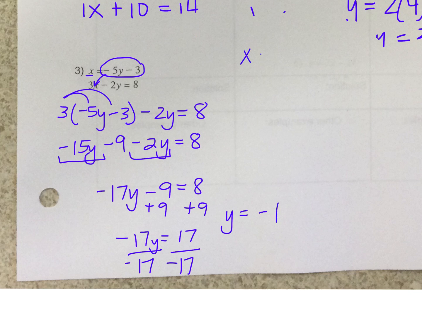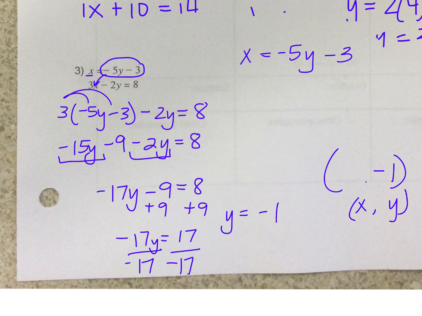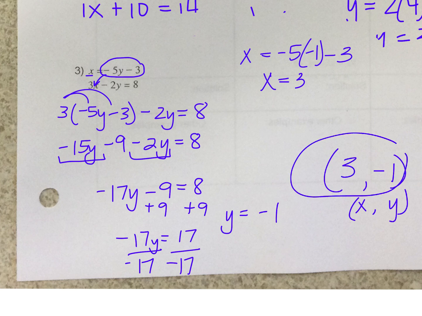So x equals negative 5y minus 3. And remember, it's x and y. So I have to put my negative 1 where that y goes. All right? Up here, I rewrote the problem. I'm going to erase my y and put a negative 1 in its place. Negative 5 times negative 1 is 5, minus 3. x equals 2. So the solution where these two lines cross is 2, negative 1.